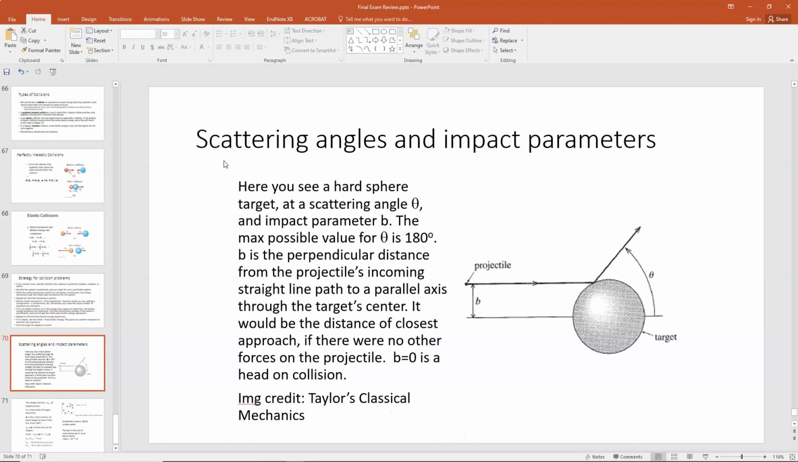Okay, scattering angles and impact parameters. This was covered on the last day. So here you see a hard sphere target where you have an incoming projectile at impact parameter B striking a sphere. This is hard sphere scattering, folks, so you're assuming that impact is required. Because it's not a dead head-on collision, it's not scattered straight backwards, but at some angle theta, which is dictated by where on the sphere it strikes due to geometry, okay?